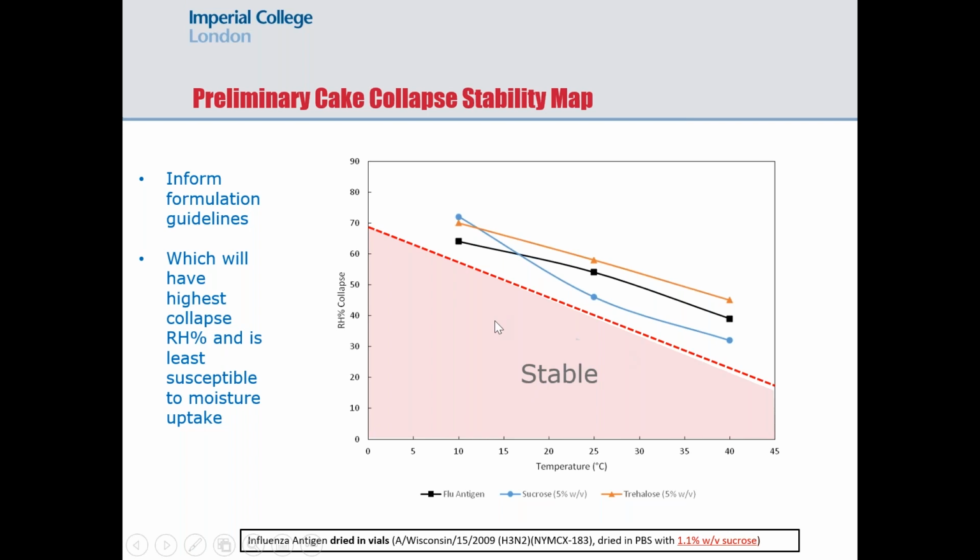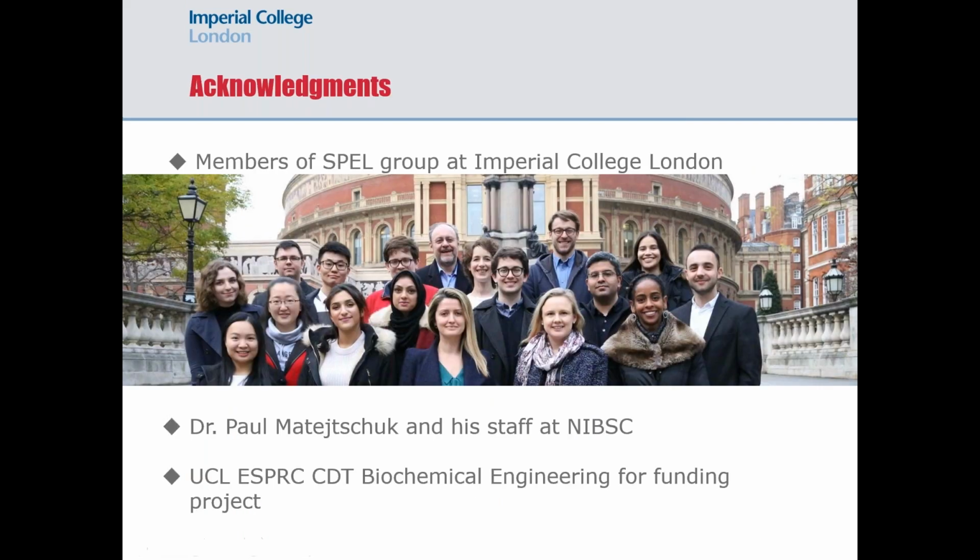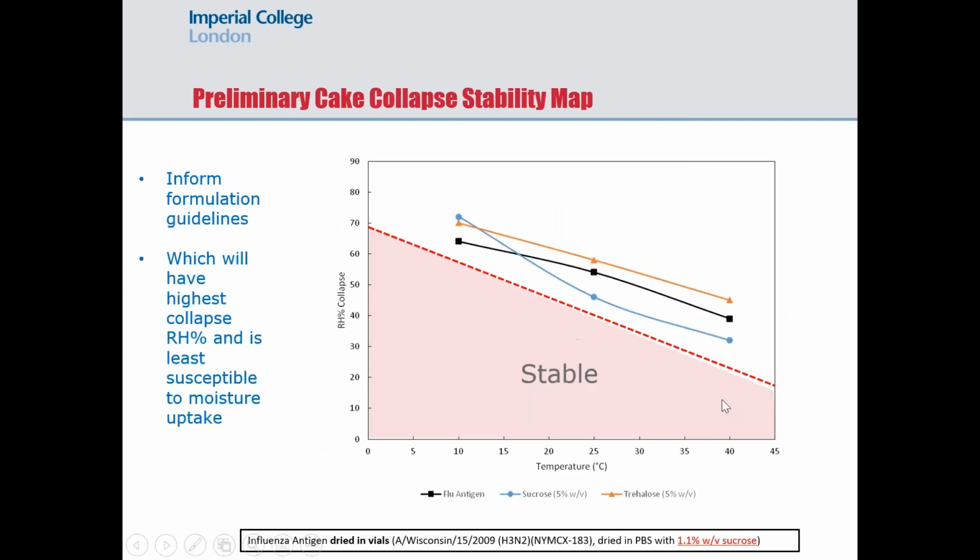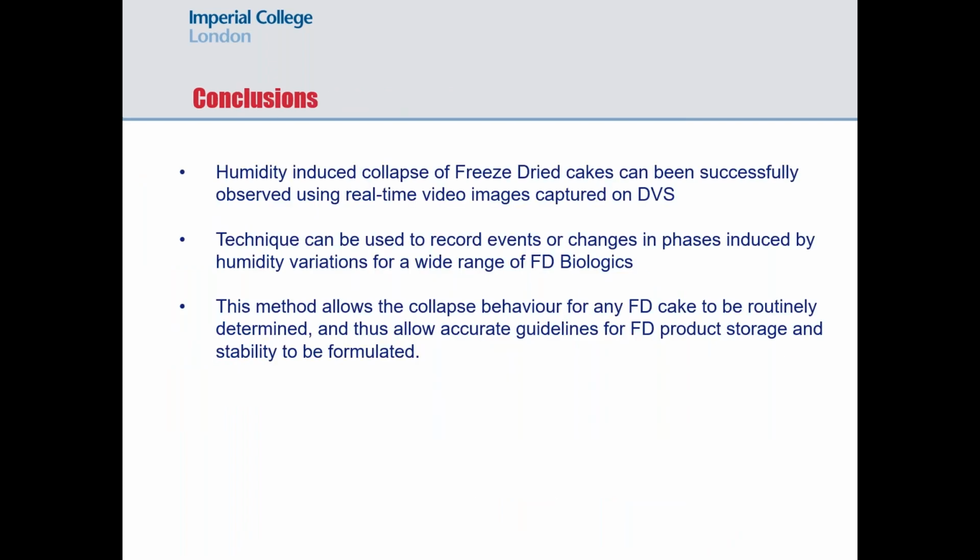Stable down here. Sorry. So we're stable, basically down the bottom, and up here we're unstable. What I mean by unstable is above that red line, we are at risk of collapse. If the humidity and temperature is above that line, there is a risk that this material will collapse. But below that line, the material will generally be stable. So we're able to use the DVS with its video accessory to basically do a stability map for freeze-dried cakes.